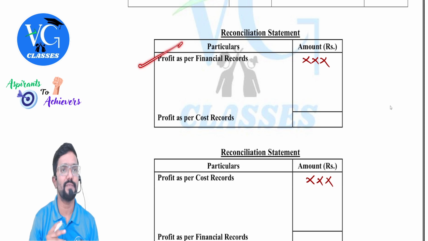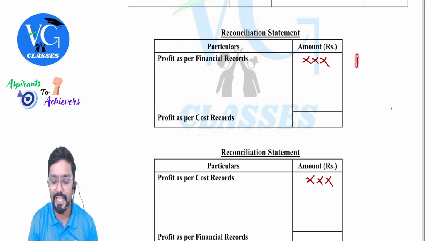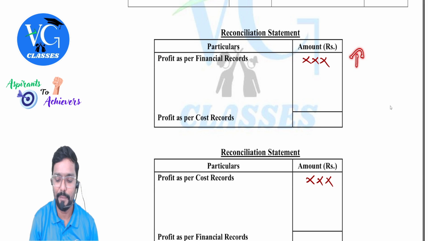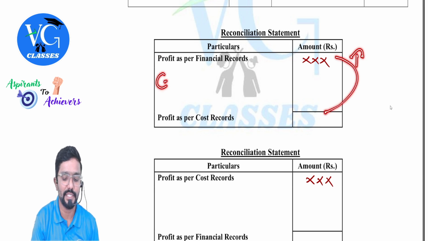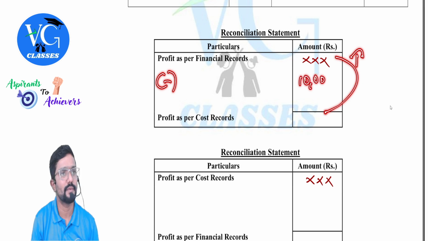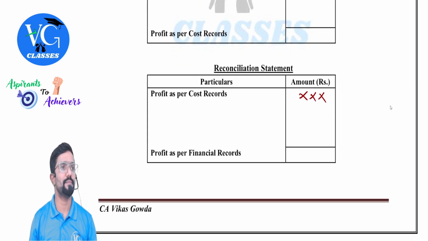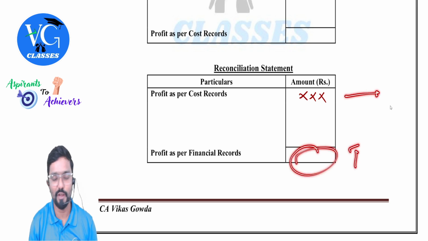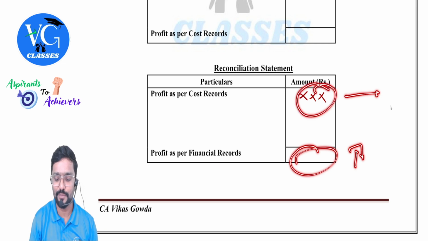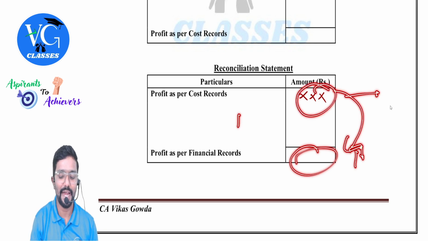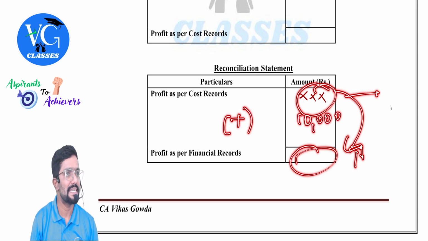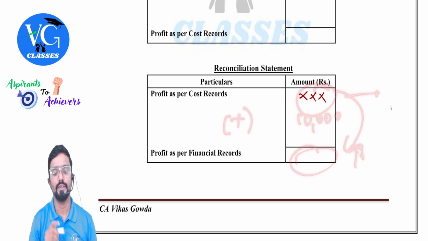Assume my starting point is financial profit. My financial profit has already gone up. Now, how do I match it with costing profit? Deduct this. So deduct 10,000. Same way, sir, if my costing profit is the starting point, there is no change in my costing profit, but my financial profit has already gone up. If I have to match my costing profit with financial profit, what should I do? Add 10,000. Is that clear? Yes. Next.